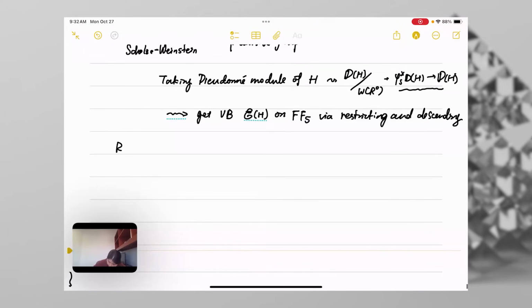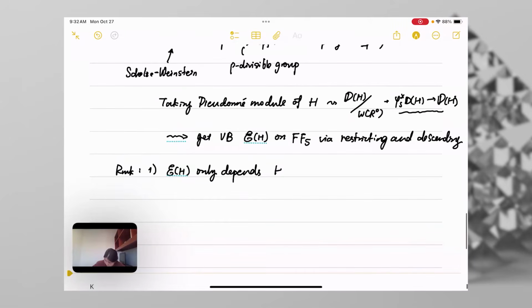Yeah, so this gives an alternative construction of the Beauville-Laszlo map. So let me remark here that this vector bundle you get actually only depends on the reduction of H mod p, and in fact only depends on the isogeny class of that.